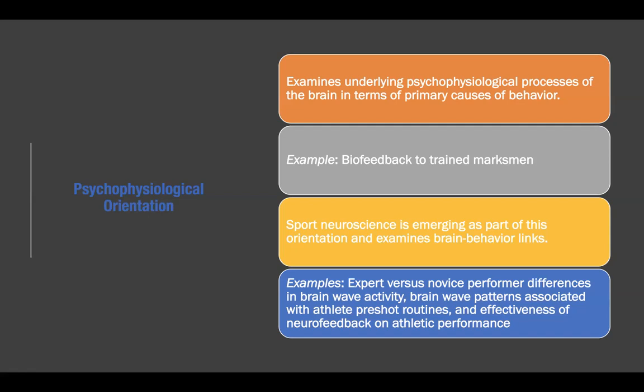Another way to name this orientation, this approach, is sport neuroscience. This is something that's emerging as a way to look at sport and exercise psychology, and the emphasis here is to look at brain-behavior links and see the differences there. Other examples you can see there include differences in brainwave activity, particularly when comparing novices to professionals, and looking at other activity levels, dealing with the brain and biofeedback throughout different parts of motion or exercise.